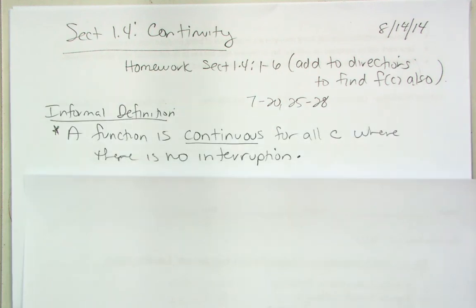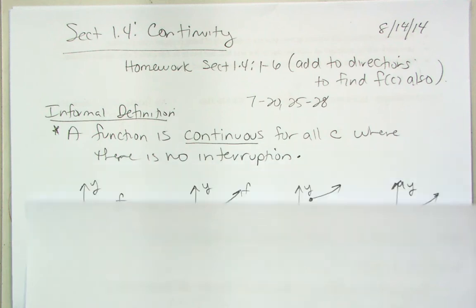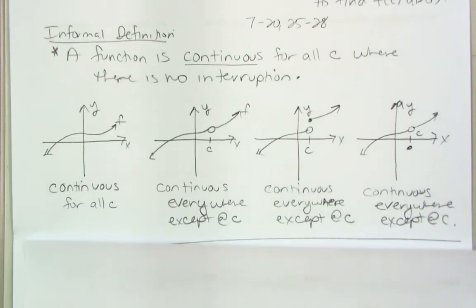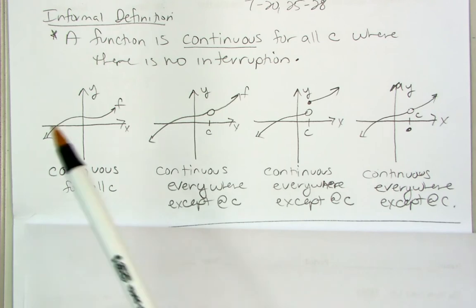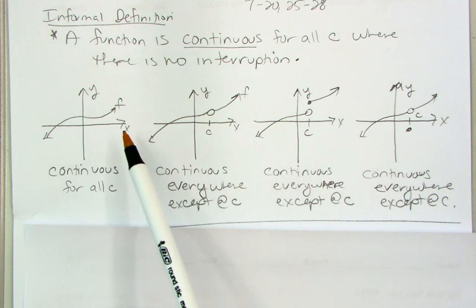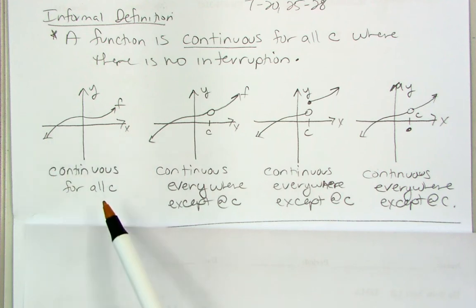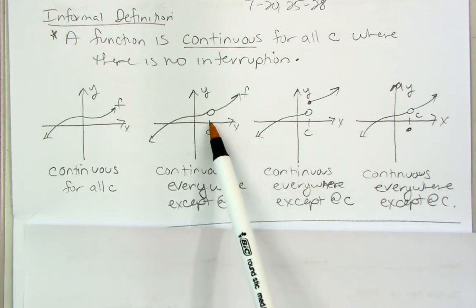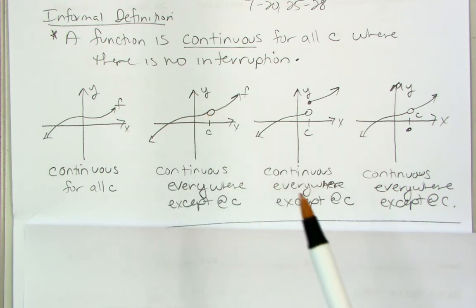So the informal definition of continuity, or continuous, is a function is continuous for all c, which is your x values, where there is no interruption in the graph. So what I have here are some examples. This graph of f is continuous for all values of c, in other words, all of your x or domain values. This function here is continuous everywhere, has no interruption, except at c. Right there, there's an interruption.